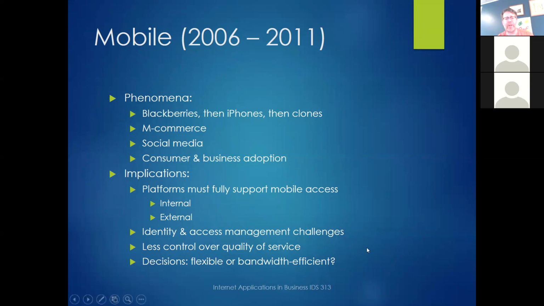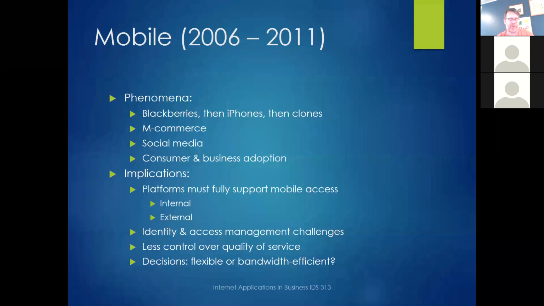Anyway, so implications. Number one, platforms have to fully support mobile access, right? If you're not supporting mobile users, you're losing out on a big share of business. Number two, external users, right? So both internal and external. External for customers, internal for your own employees.